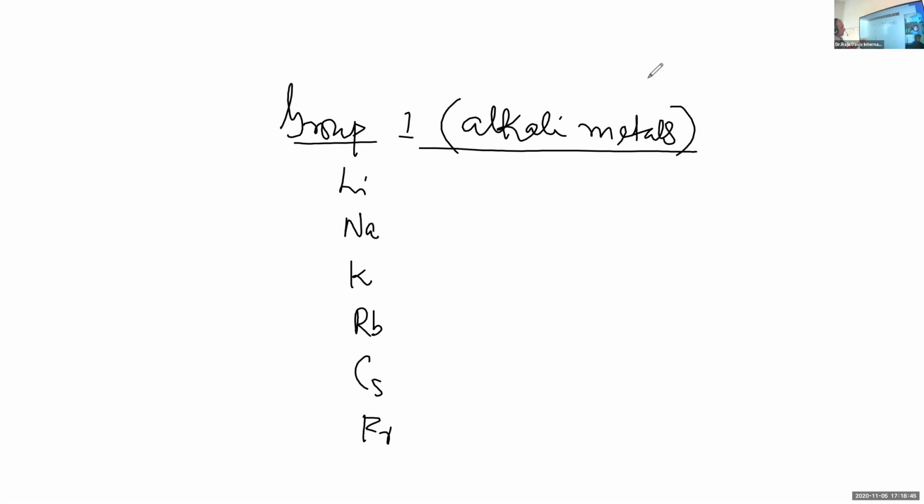In a group, say for example, group 1, I shall take one example, lithium. Atomic number of lithium, do you remember? That is equal to 3. So what will be the configuration? In the K shell, 2 electrons. In the L shell, 1 electron. Am I right? You take one more example, sodium. Atomic number 11. In the K shell, 2 electrons. In the L shell, 8 electrons. In the M shell, 1 electron.